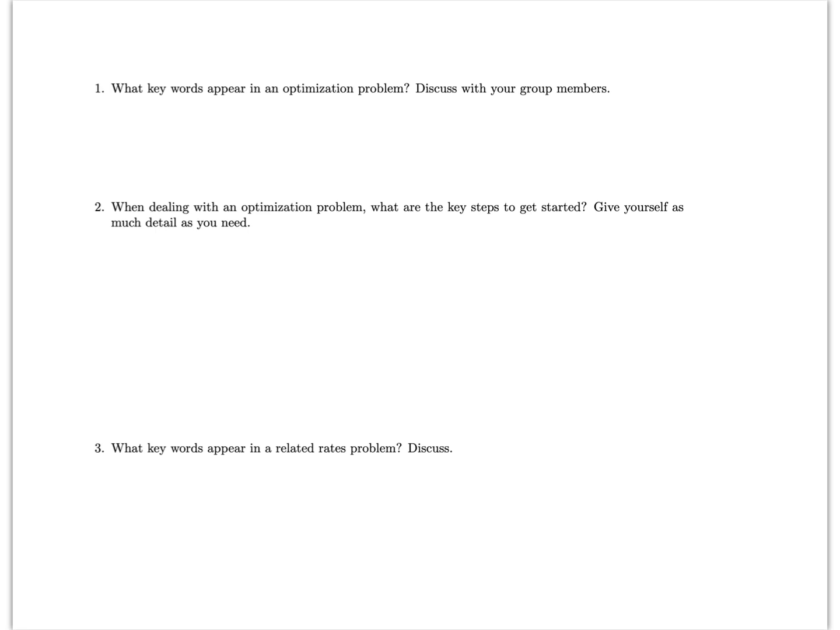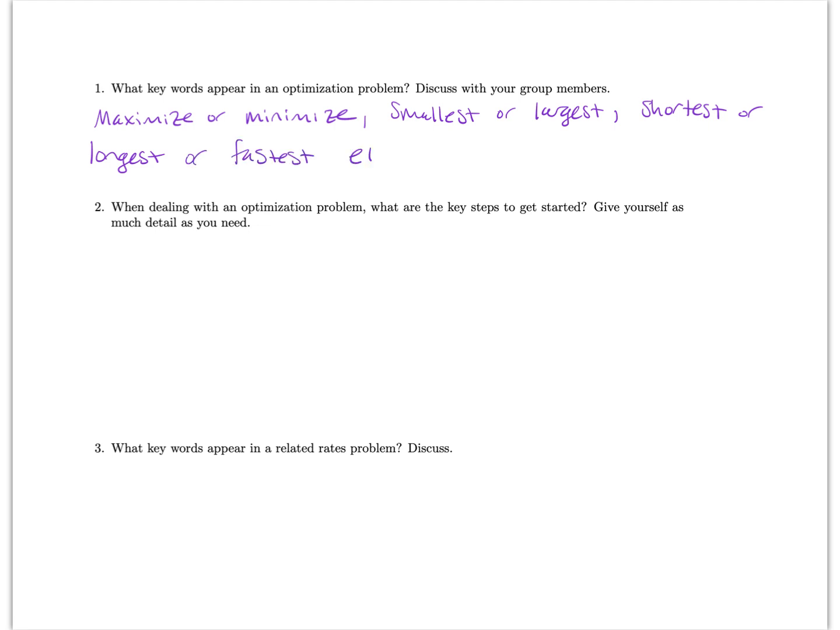What keywords appear in an optimization problem? So optimize, usually they ask you to either maximize or minimize, or find the smallest or largest, or shortest or longest, or fastest, etc. They're asking you to find the most of something, the biggest, the smallest, etc.